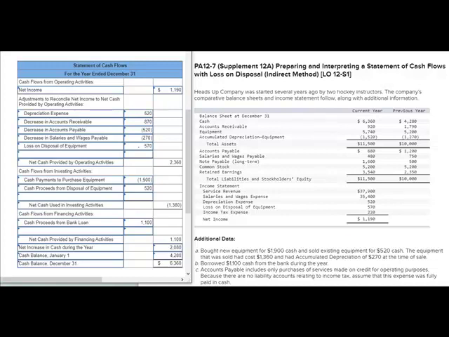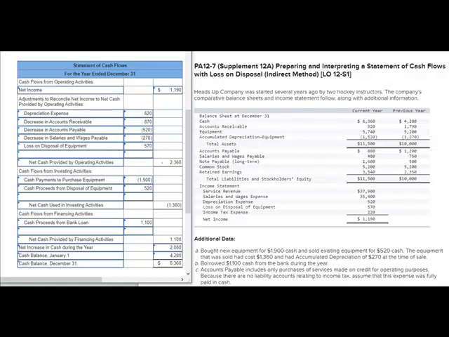And that loss did not represent cash being paid out of my company. That was a paper loss. And so I'm going to add that back, because that loss was subtracted to get to accrual basis net income. And since it was not a loss of cash, I'm going to add it back here. And in doing so, I'm going to finish converting my accrual basis net income to cash basis net income.